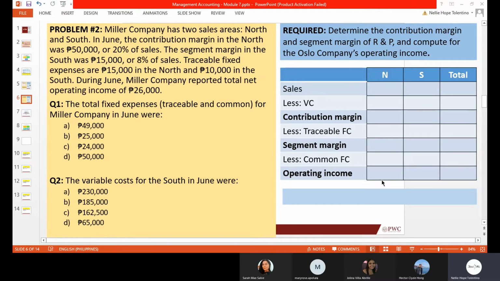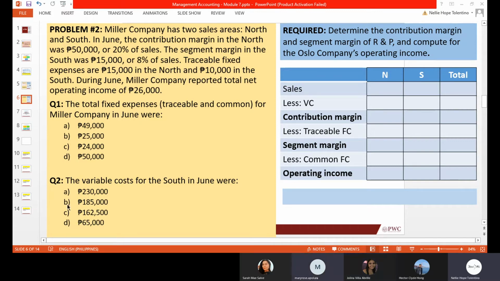Do you have answers na? Question 1 lang, ma'am. Sige, what's the letter? B, 25. Yes, ma'am. Yes, 25,000. How about yung iba? 24,000, ma'am, for the common. Remember, the question is asking for the total expenses. Yes, 49,000 po pala, ma'am.